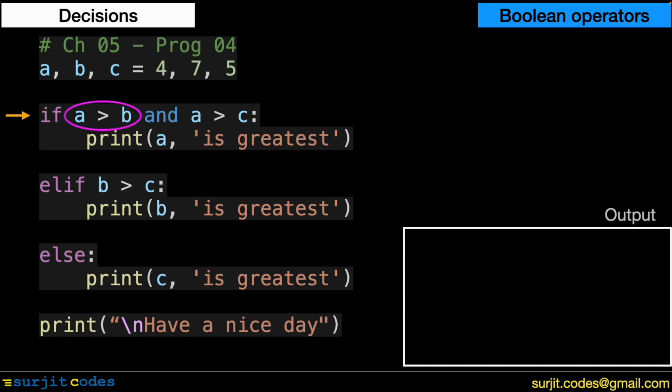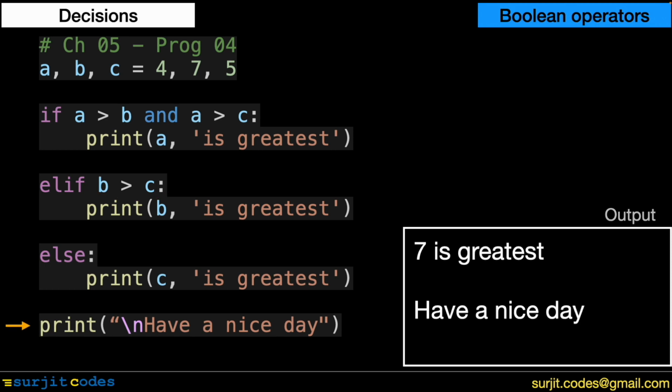In our example, 4 greater than 7 is false, so we do not bother to inspect A greater than C to conclude the entire Boolean expression is false. This is true of all Boolean expressions. Once a decision is established, we do not go further. Now that we know that A is not greatest, we check B greater than C. 7 greater than 5 is true, so we print B and come out of the if statement. Note that we execute only one of the three blocks of the if statement.